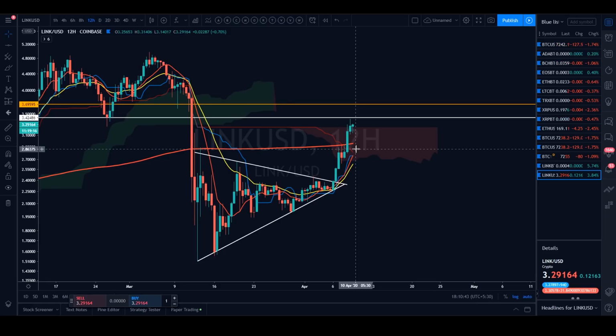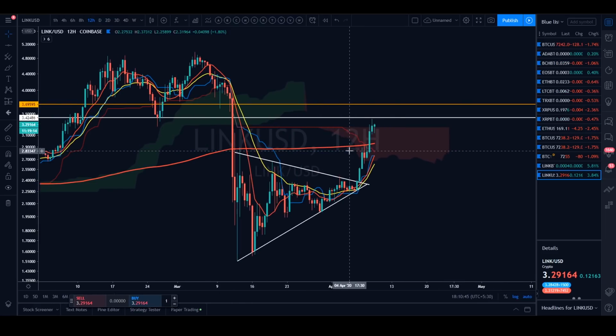If we want to see an upward push from Chainlink, I will be looking for it to take out this level. If it can take out $3.43, I will be looking for further continuation to the upside, meeting pretty much this measured move over here at $3.70.